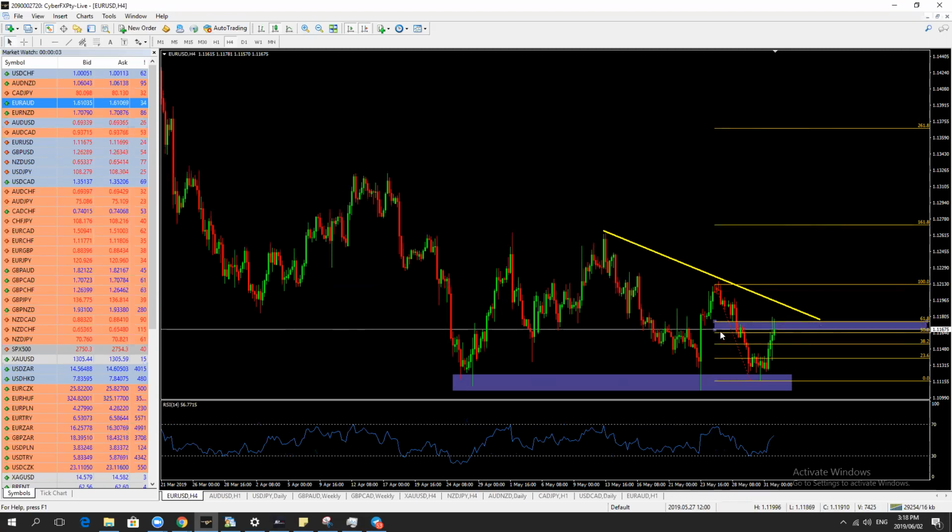Remember, 50 and 61.8. That is our zone. That is what we always look for. Guess what it did? It got there, two pin bars. Now we know that if there are big wicks, it means price has failed.